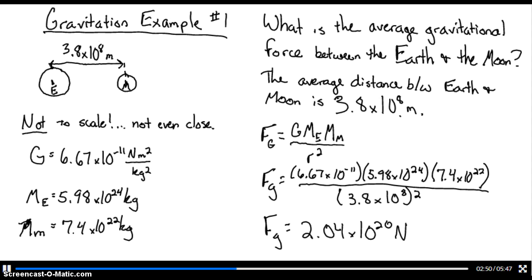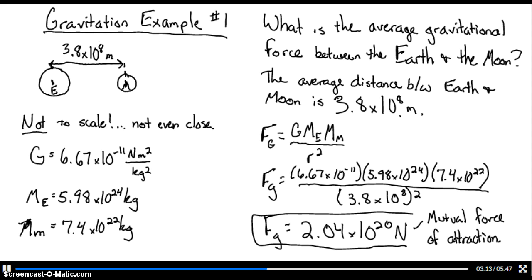And that is, once again, a mutual force of attraction. What do I mean by mutual force of attraction? That means that the Earth is exerting 2.04 times 10 to the 20th newtons on the Moon, and the Moon is doing the same thing to the Earth, but in the opposite direction. So those are being pulled towards one another at all times.